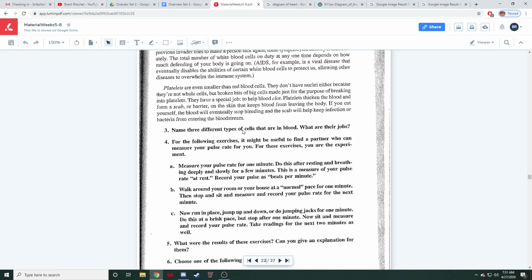The 3 different types of cells that are in blood are blah, blah, blah, blah. The first one does this, the second one does this, the third one does this. That would tell me what their jobs are. That would tell me what they are.